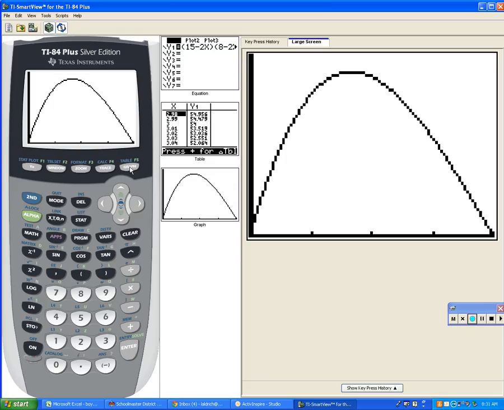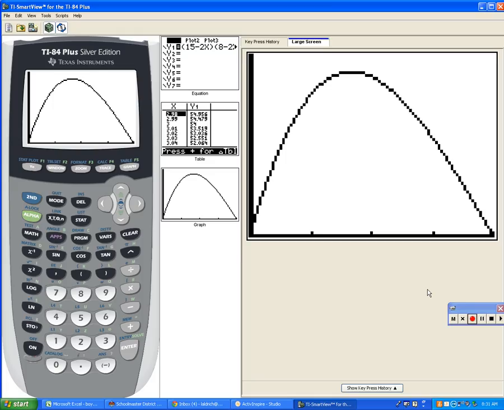Okay, so if I make this go from 0 to 4, because that's what our domain values were, and I make this go from 0, because the minimum volume we could get would be 0, and then guess at a maximum of 100, now you can see the entire graph, okay? How do I find now the maximum volume that I want?